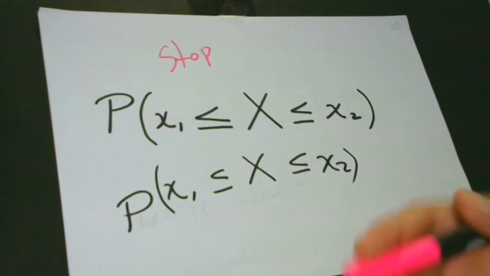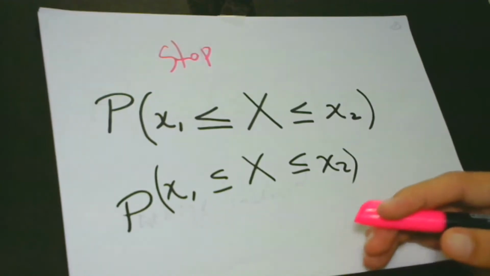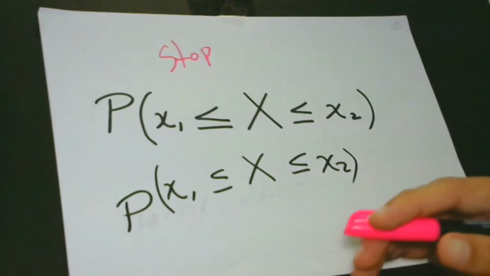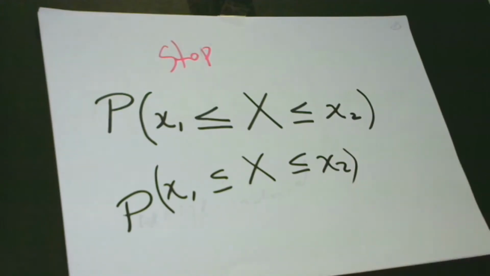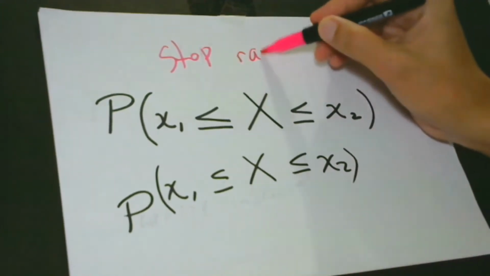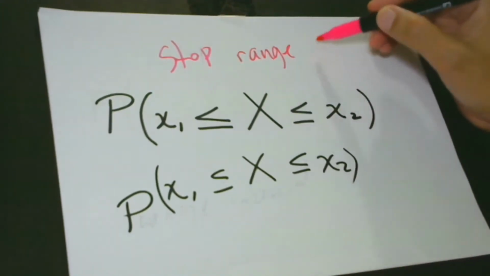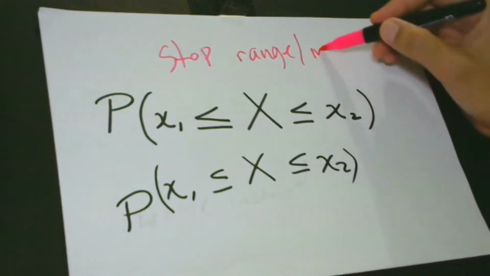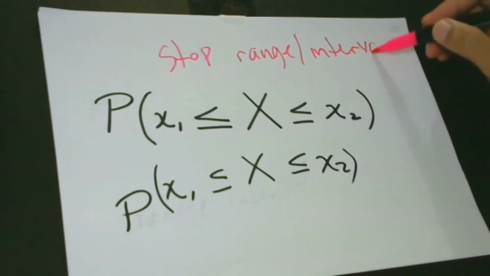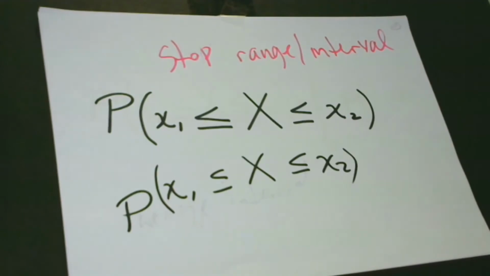So our remedy here is to work with the outcome within some range or interval. So let me write range or interval. So we will not forget range or interval. So again, our remedy here is to work with the outcome within some range or interval.